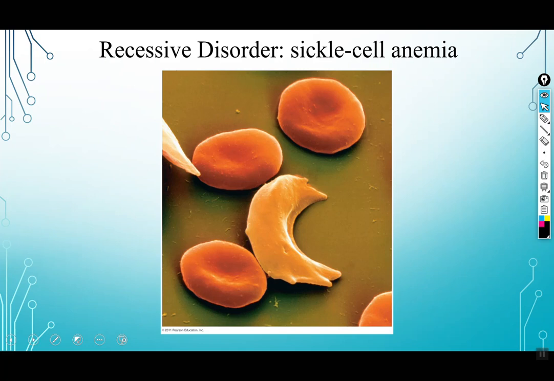So one example of a recessive disorder is sickle cell anemia. This is a disease that affects the gene that codes for hemoglobin, and a change in the way hemoglobin is synthesized results in a concomitant change in red blood cell shape. So this cell right here is one of the sickle cells, and you can see another one poking into the frame right here.